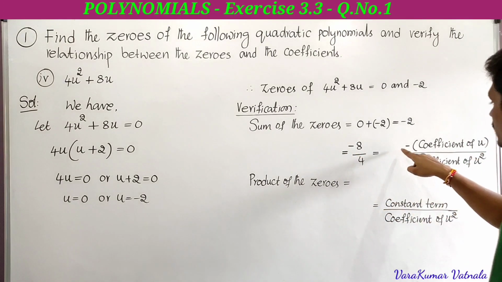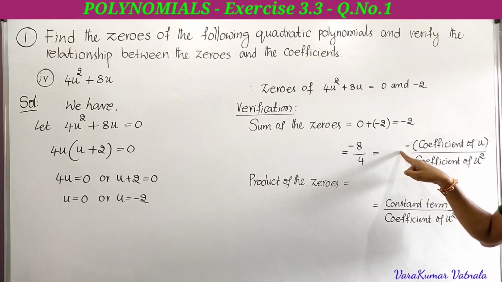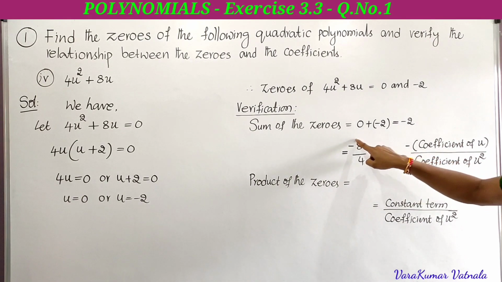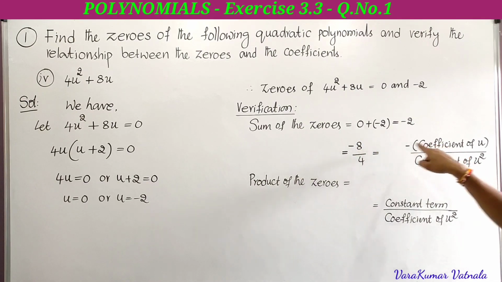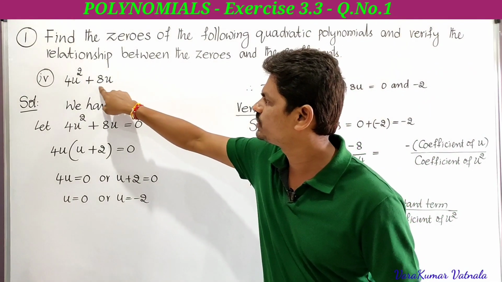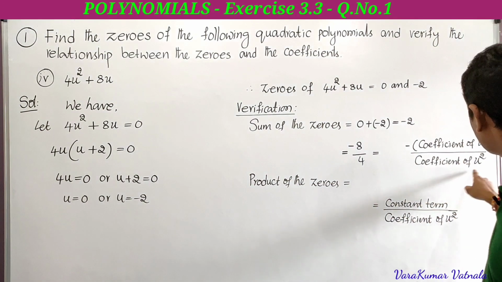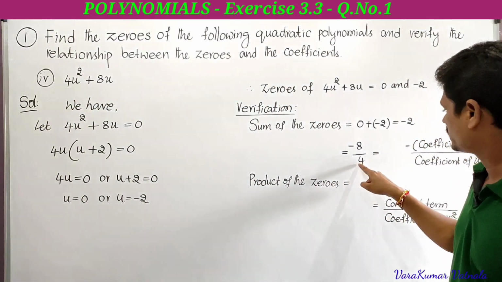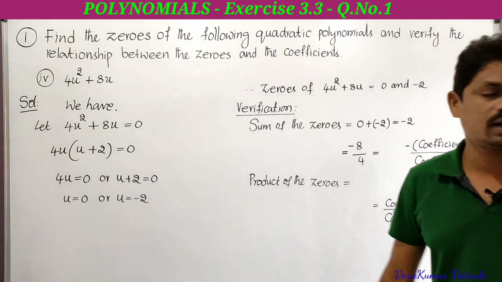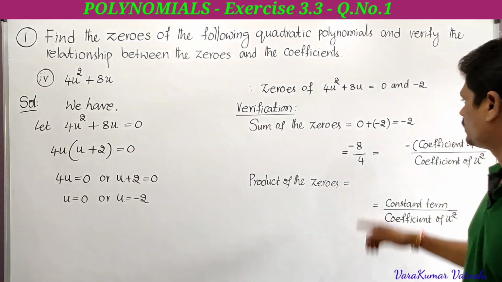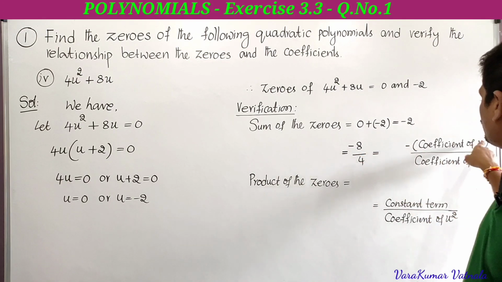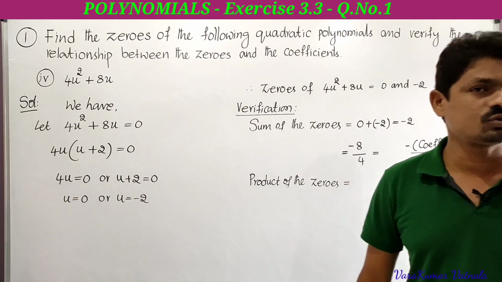Here the formula is sum of the zeros is equal to minus of coefficient of u divided by coefficient of u square. So minus of 8, where 8 is the coefficient of u. Yes, here the coefficient of u is 8. The coefficient of u square is 4. Yes, this 4 is the coefficient of u square. So the sum of the zeros is equal to minus 2, that is minus 8 by 4. So minus coefficient of u divided by coefficient of u square.